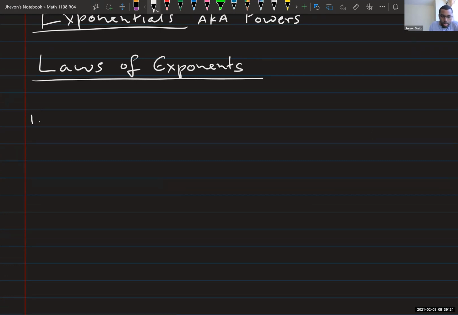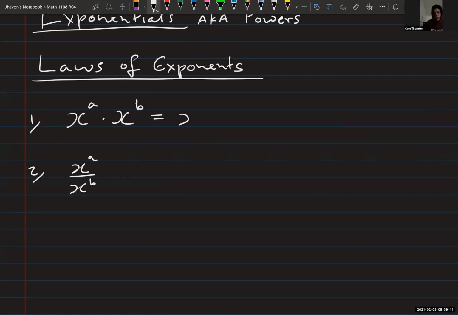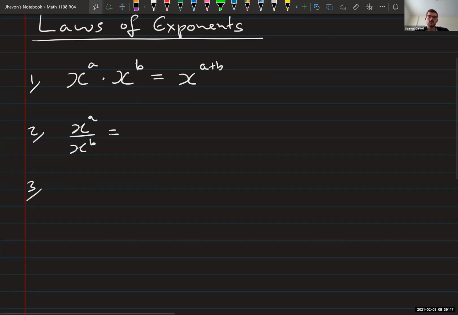So one is that if I have something raised to an exponential and multiply by something else raised to another exponential, what is the result? Does anyone remember? Don't you add them? A plus B. You add them, right? So it's x to the a plus b. What if we're dividing them? Subtract. You subtract the exponents.